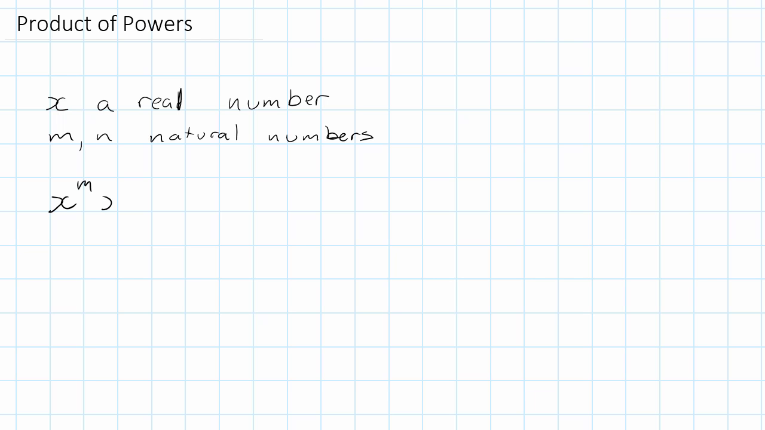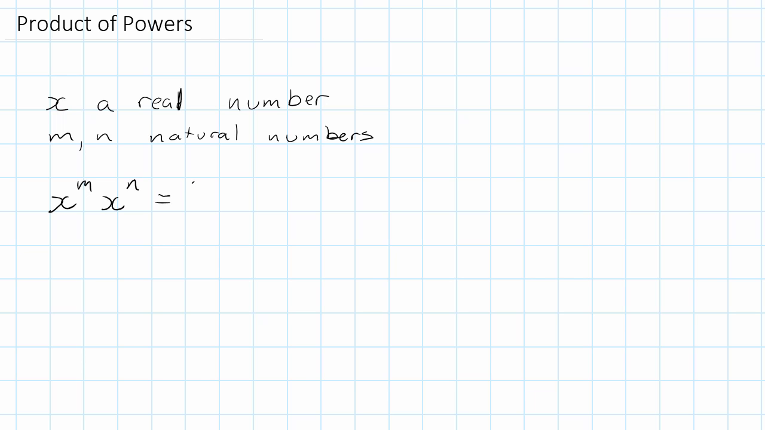Okay, well, we've seen what happens now when we have two bases to the same power and we multiply them together. What happens when we have the same base to two different powers and we multiply them together? So we have x a real number and the numbers m and n natural numbers. What happens when we multiply them together? That is, what happens when we take x to the m times x to the n?